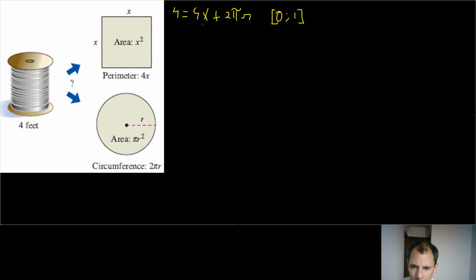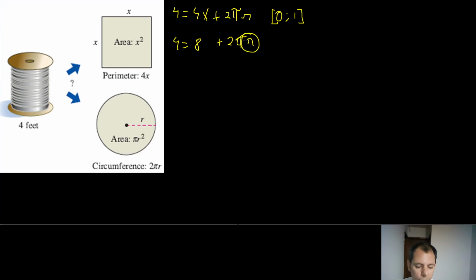Okay? Now why does x have to be 0 to 1? Because if x is 0, then you're not going to have a square, you're just going to have a circle. If x is 1, then you're not going to have a circle because you have 4 feet of wire. So if x is 1 here, this is going to be 4 times 1, which is 4, and then this has to be 0. Let's just say that you put x equals 2. Then this equation becomes 4 equals 4 times 2, 8, plus 2 pi r, so this 8 goes over there and you say that 2 pi r equals negative 4. That means you're going to have a negative radius.